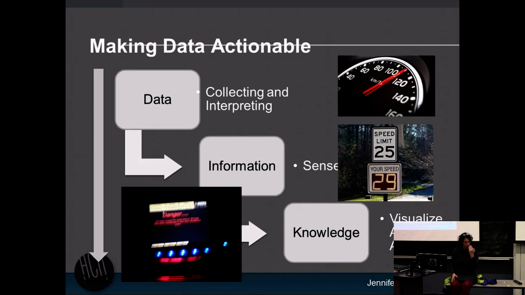So the hierarchy that I want to propose for thinking about this is that we have data as a first step, right? And we have to collect and interpret that. And you could think about the speedometer on your car as just giving you raw data. But then if we want to turn that into information, which is the first step towards visualization, then we have to start doing some sense making.